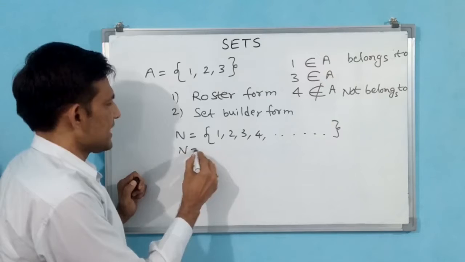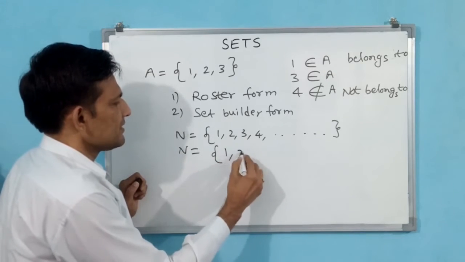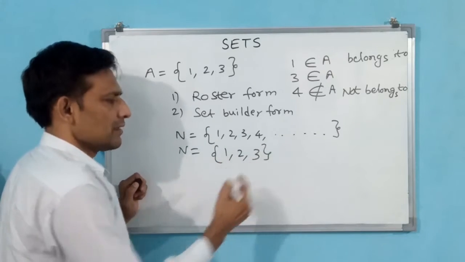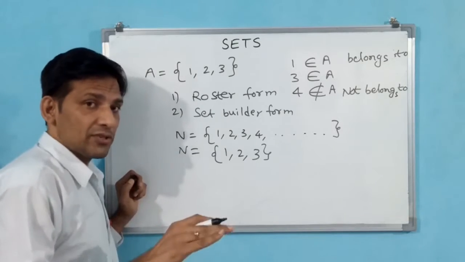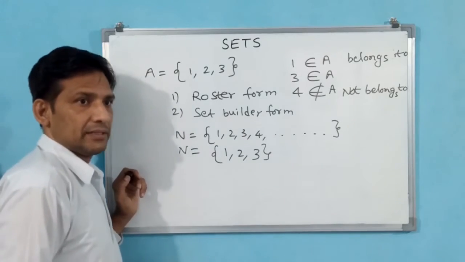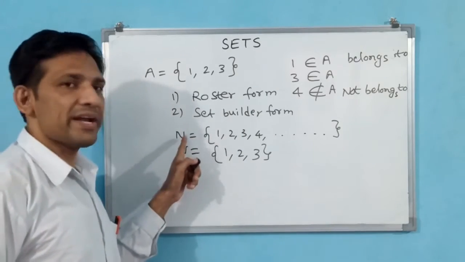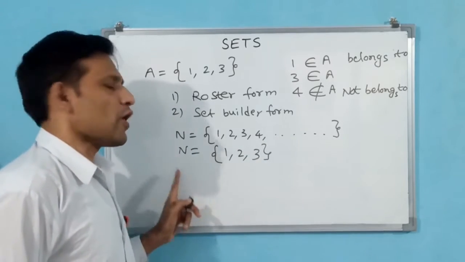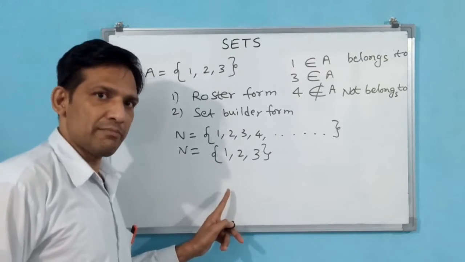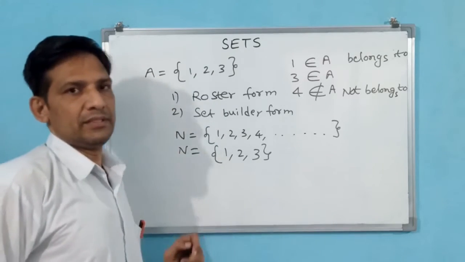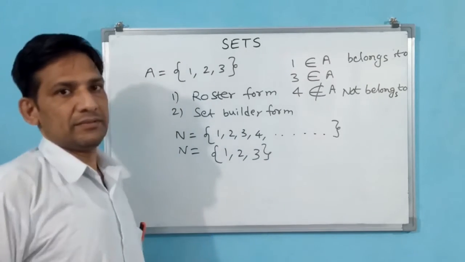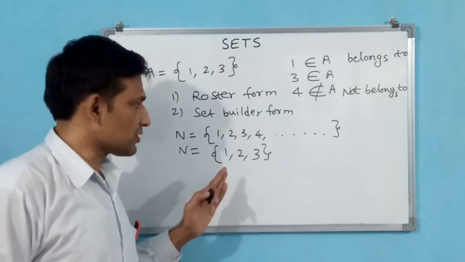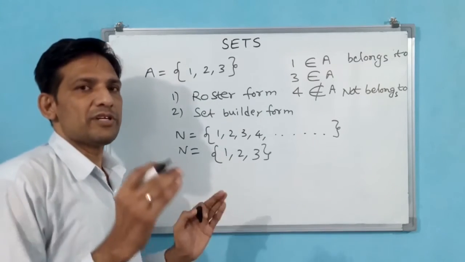But every time it does not go to infinity. Sometimes you see N = {1, 2, 3}. Up to here also it may come. That depends on the situation, how the set is being made. See here we have made a set of natural numbers, complete natural numbers. Here we have made a set of natural numbers from 1 to 3, or natural numbers up to 3. Because natural numbers start from 1.